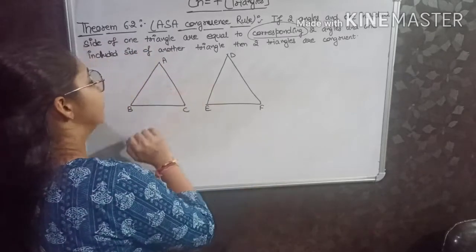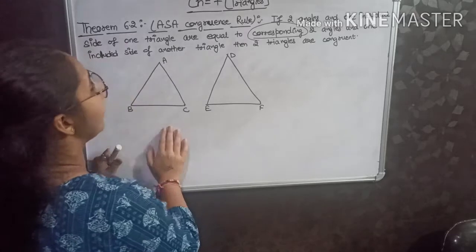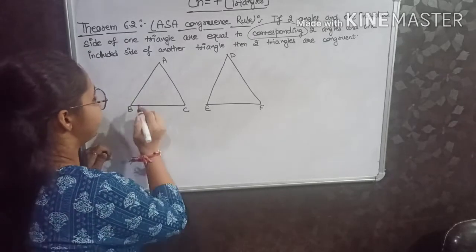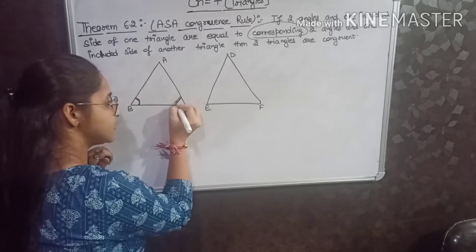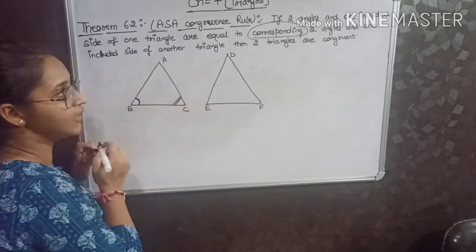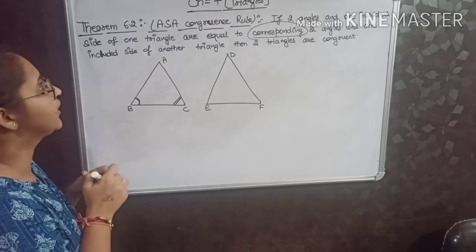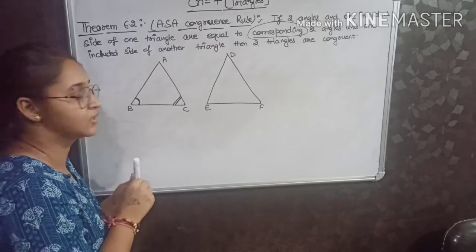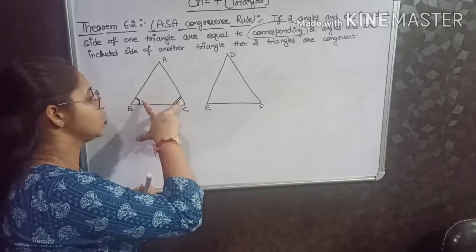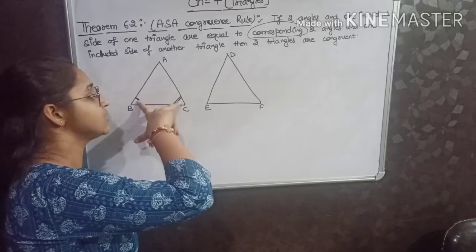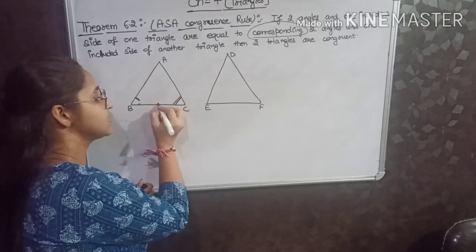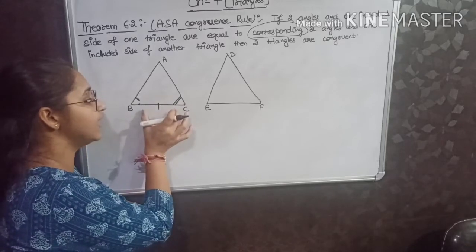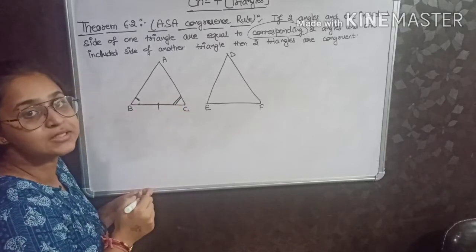So let's see. First of all, if I am taking this angle and this angle, these two angles, now which is the included side of these two angles? If I am taking these two angles, which is this included side? Very good, BC. BC is the included side between these two angles.